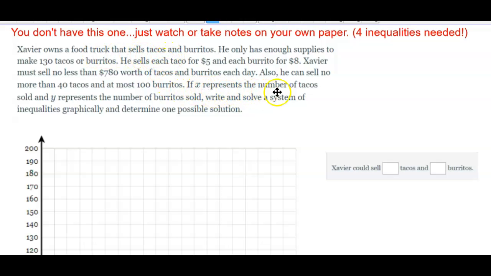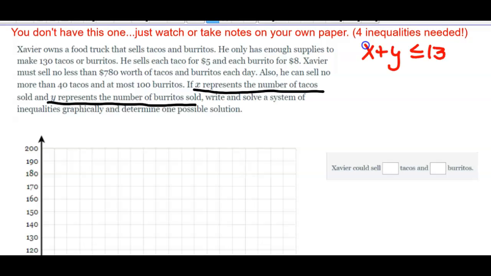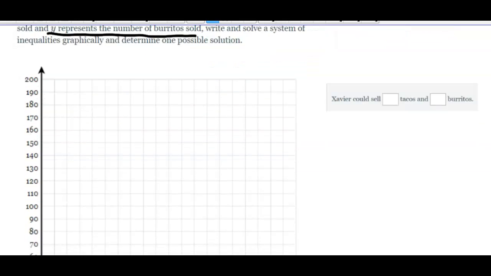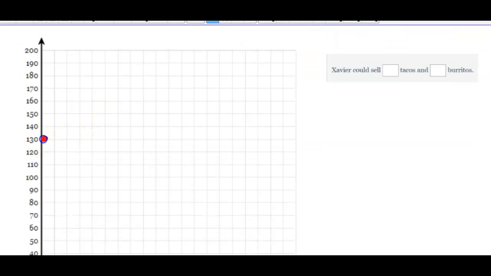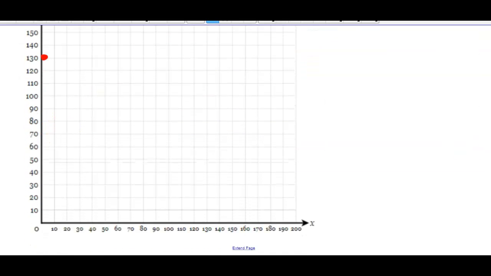Xavier owns a food truck that sells tacos and burritos. I'm going to jump down here. It says X is tacos and Y is number of burritos. So he has only enough to make 130 tacos or burritos. So X plus Y is less than or equal to 130. I'm going to graph that real quick. 130 here. It would cross at 130 down here.